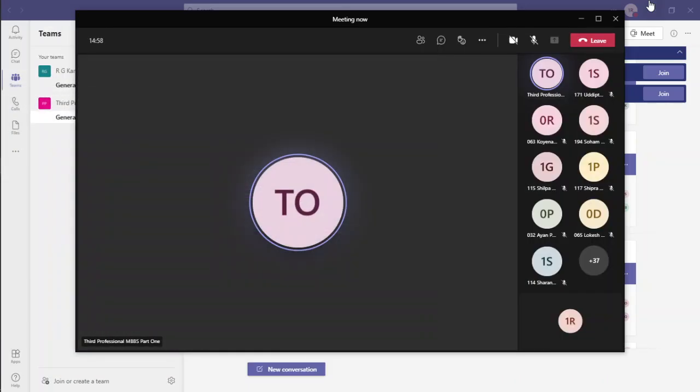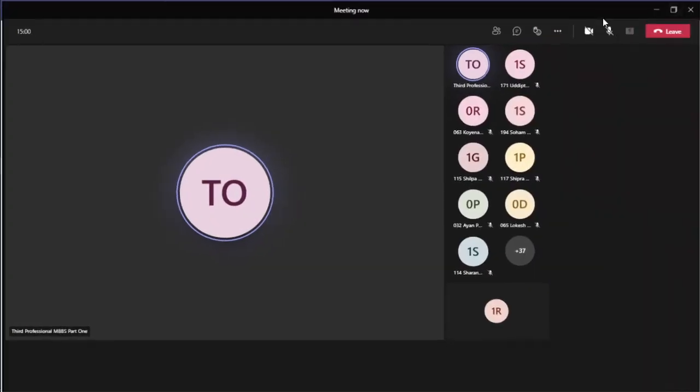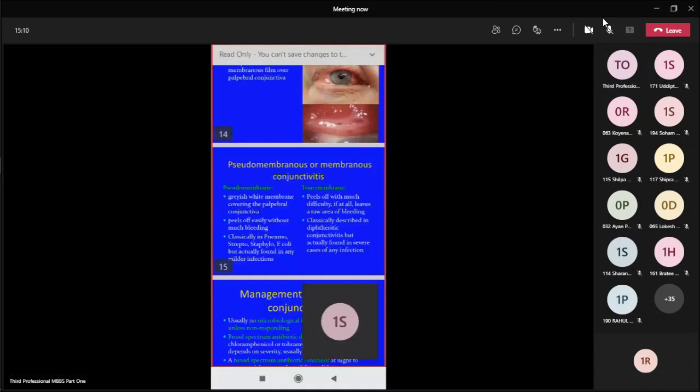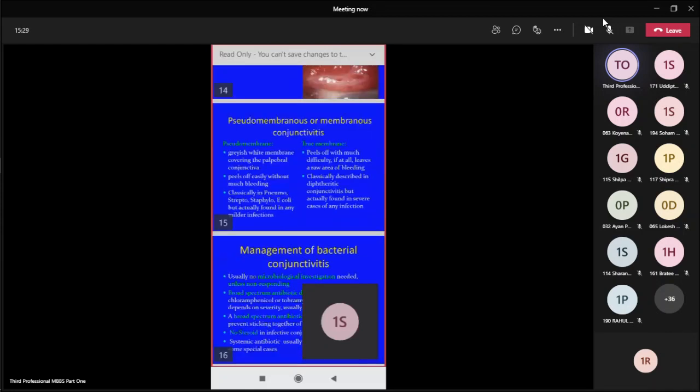So it is called pseudomembranous conjunctivitis or hemorrhagic conjunctivitis. What is the difference between pseudomembrane and true membrane? Usually a grayish-white membrane covering the palpebral conjunctiva in pseudomembrane peels off easily without any bleeding. Classically seen in pneumococcus, streptococcus, staphylococcus, E. coli, etc.